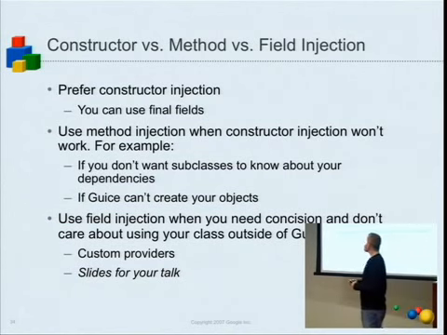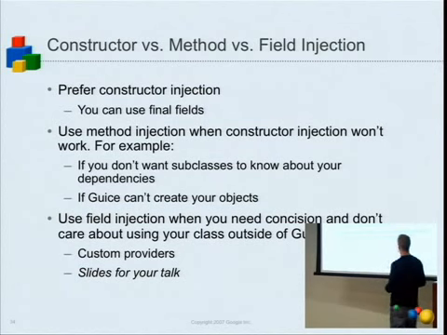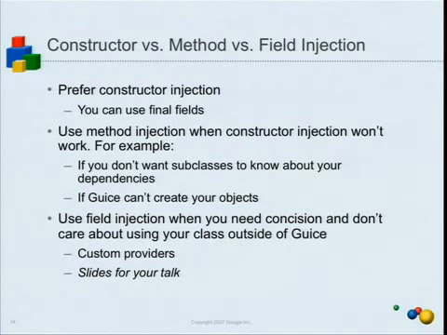I mentioned that Juice supports constructor, method and field injection. Let's talk about the pros and cons of these. My personal favorite is constructor injection, and it's because I like to make everything immutable. It makes thread safety easy, makes your code nice and maintainable, because you can see right away that this field can't change, so you don't have to worry about it anymore. You know exactly what its value is going to be.